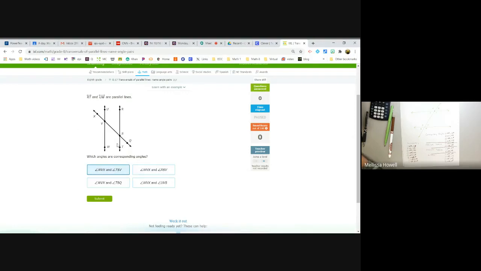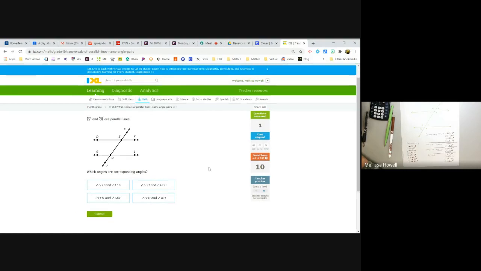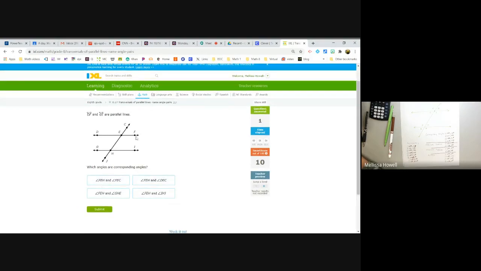WVX and RSV. Nope. WVX and TSQ. Nope. WVX and UVS. Also notice it doesn't say select all that apply. That should have been my clue. There was only one answer. Okay, so FEH. So this is the angle they want. So I'm looking for this angle, IHJ. Right there, IHJ.